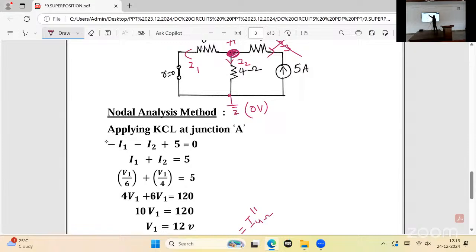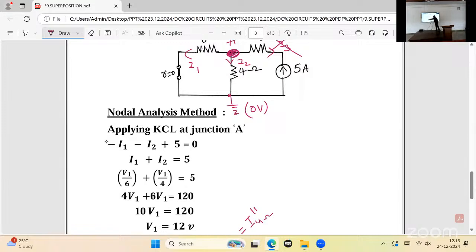Now see this branch. In this branch, the current is V1 by 6. And in this one, V1 by 4. So V1 by 6 plus V1 by 4 is equal to 5. Now solve this problem. What is the answer? 12 volts. But I want the current in 4 ohms. Therefore, the current through 4 ohms is I2.